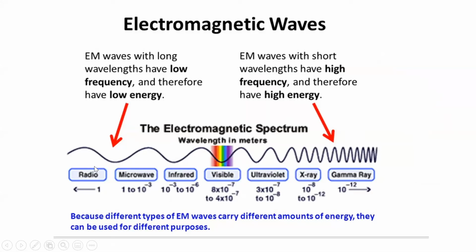Okay, radio's longest, gamma ray's shortest, and you've only got two more to remember: microwave and X-ray. X-ray is a bit closer to a gamma ray, and infrared is closer to a microwave. So that's how I remembered it. I didn't have a mnemonic to remember it, but I remembered it like that.